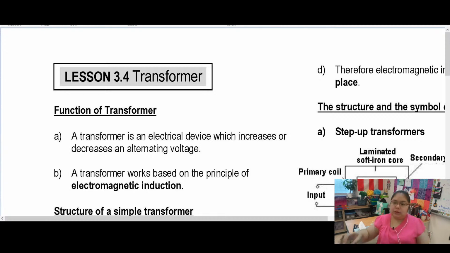Transformer 3.4. Okay, so the first part we need to go is the function of the transformer. A transformer is an electrical device which increases or decreases the alternating voltage. So this one is the function. They can be used to increase and also to decrease the alternating voltage. So this one is a keyword: alternating. We're using alternating current later.